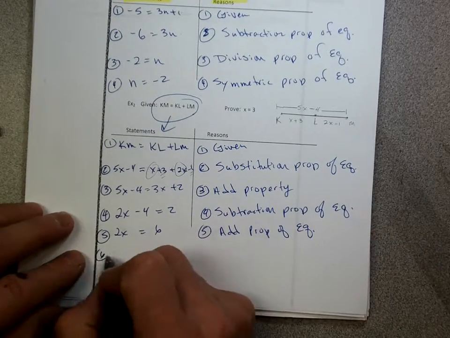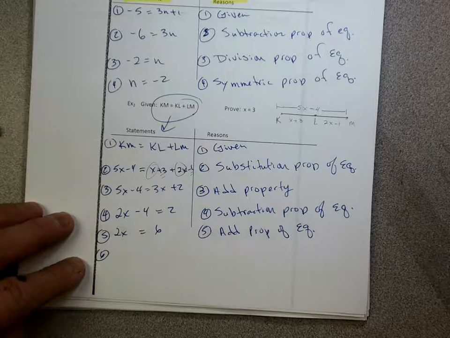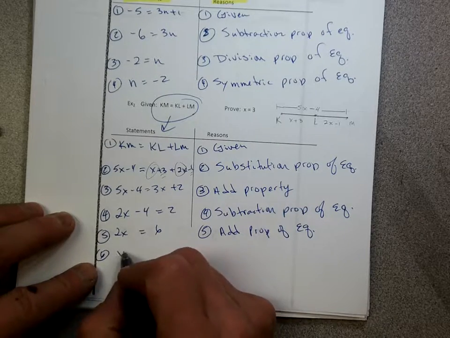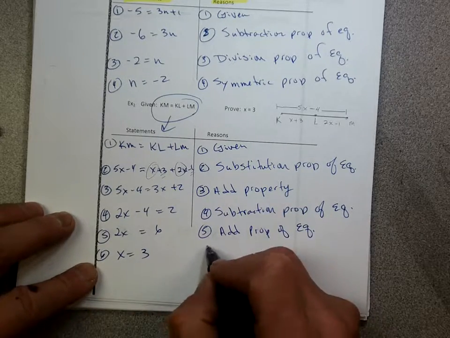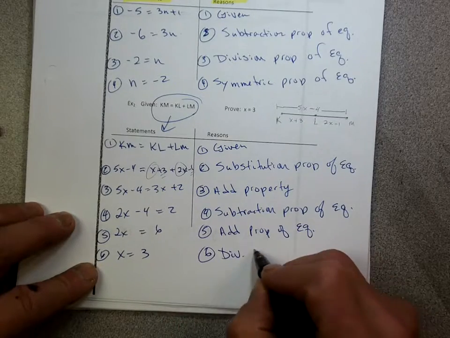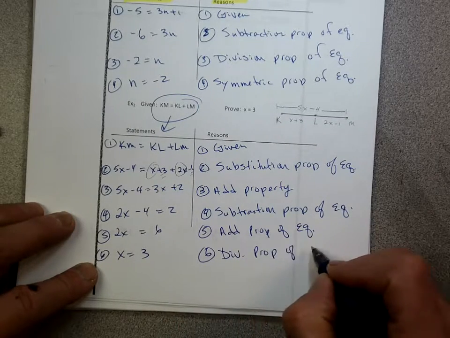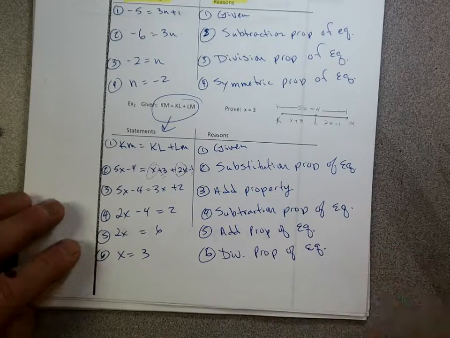Last step, divide by 2, right? So we divide by 2, x equals 3. And again, it's just the division property of equality, okay?